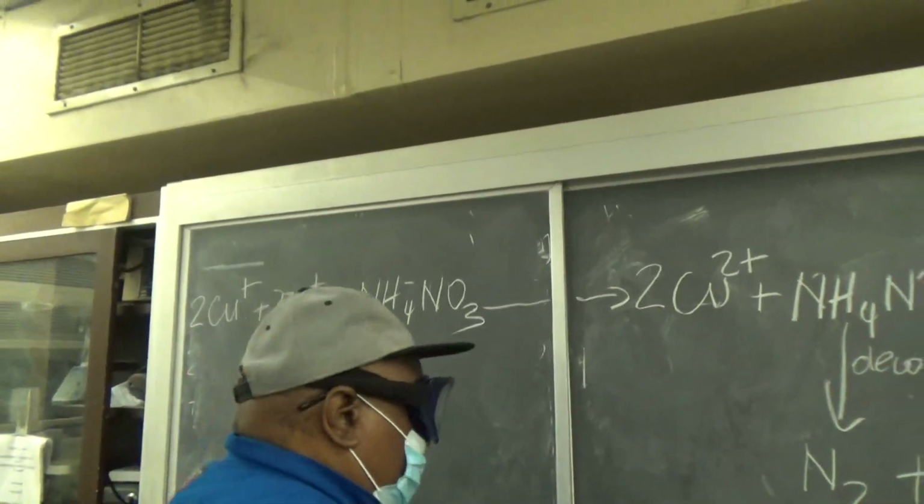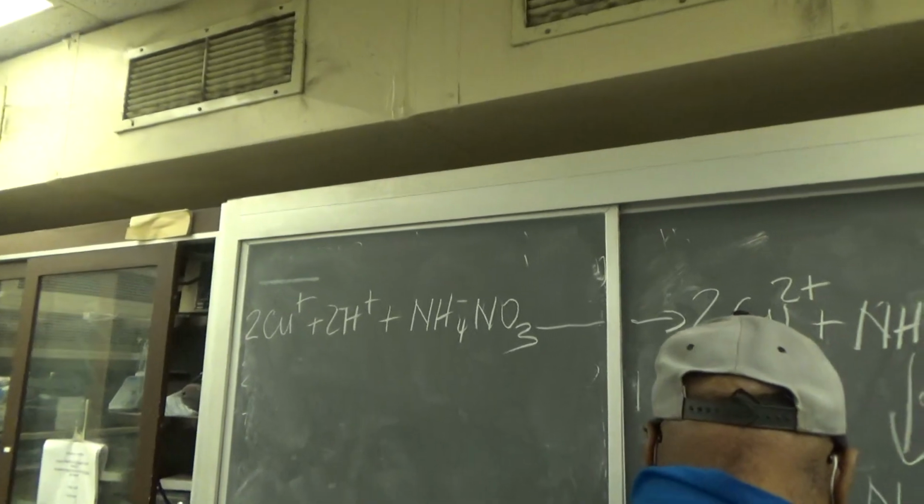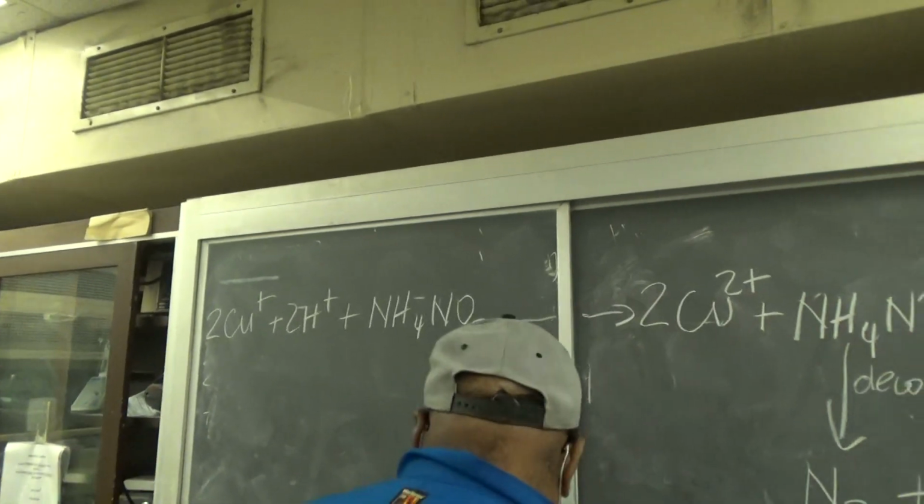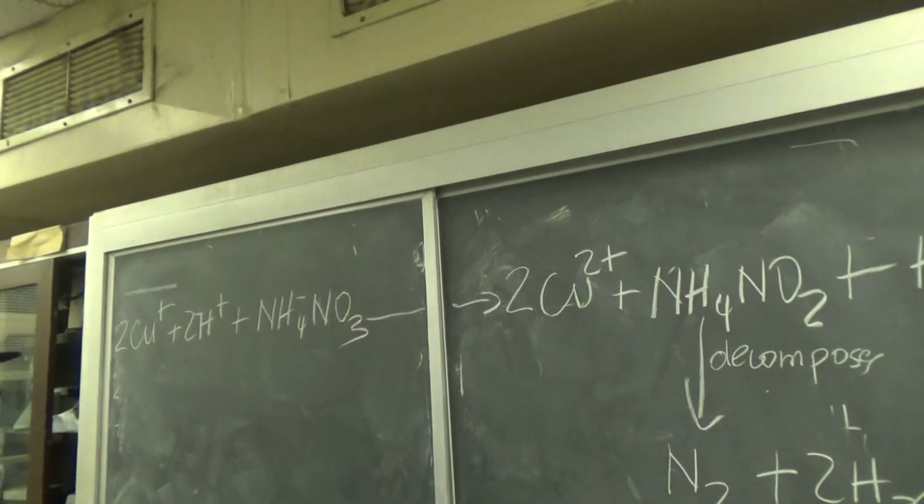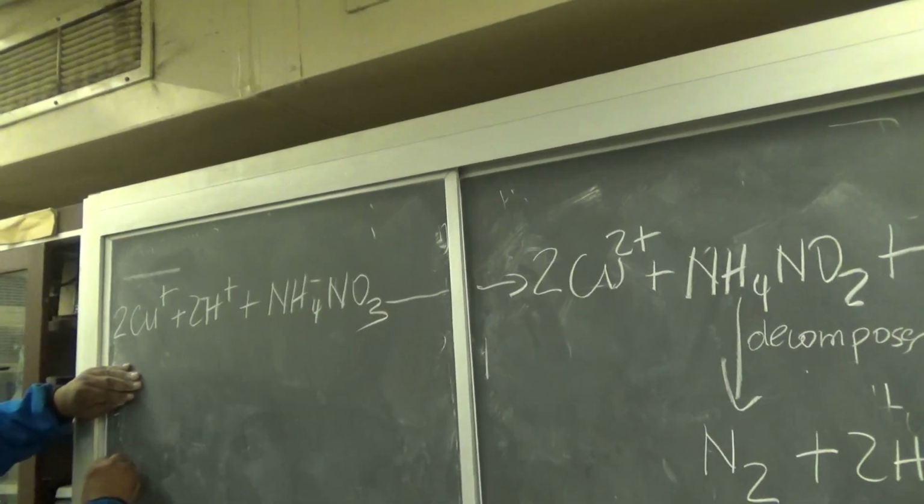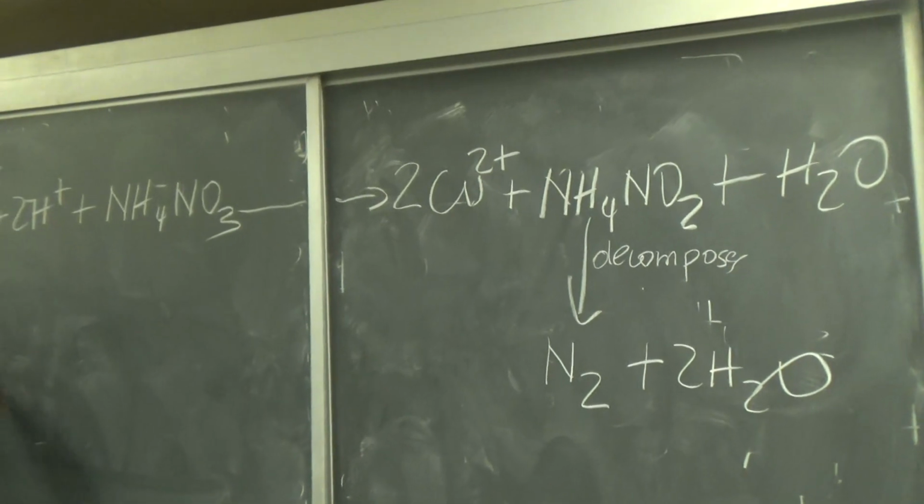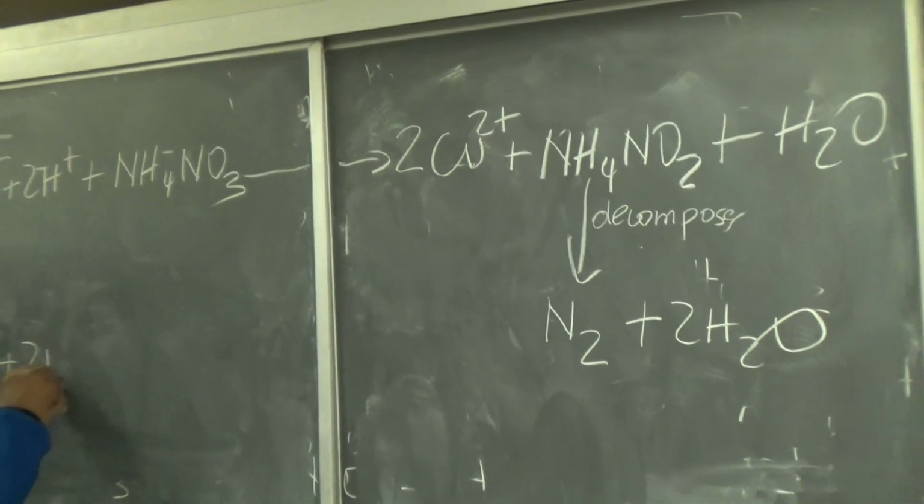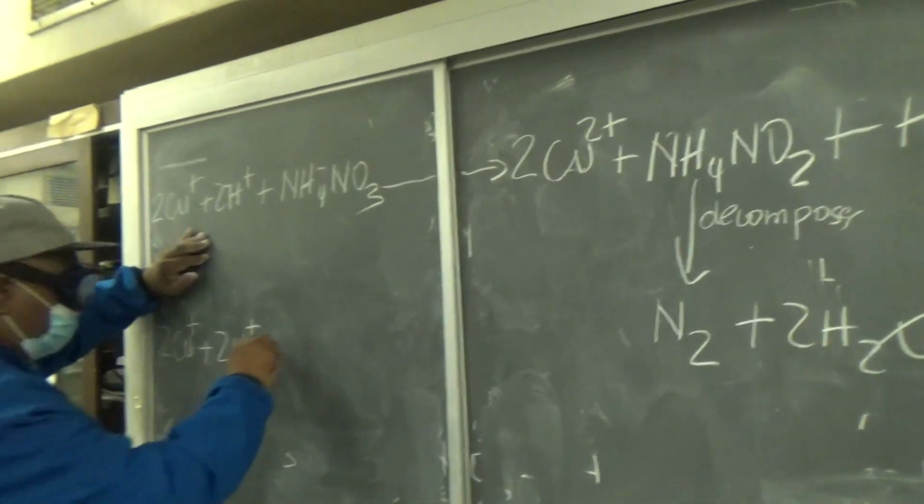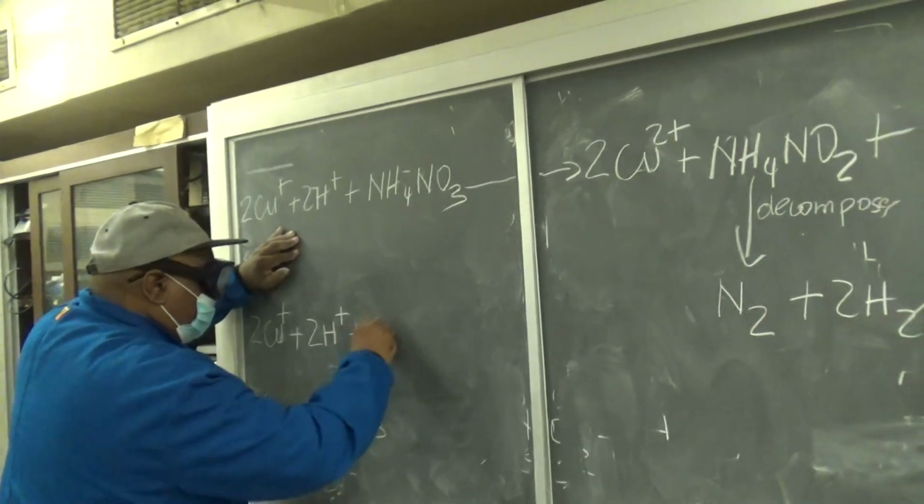So that's kind of like the reoxidation of the copper is coupled to the reduction of ammonium nitrate to ammonium nitrite, and then ammonium nitrite is degraded to N2 and H2O. Cool.